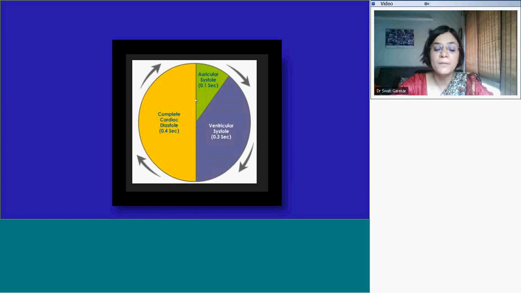But if you look at complete cardiac systole, that lasts only 0.4 seconds, because you've got the atrial systole coming in for 0.1. You have the systolic diastolic ratio actually being 1:1 right over here. 0.4 here, 0.4 here.